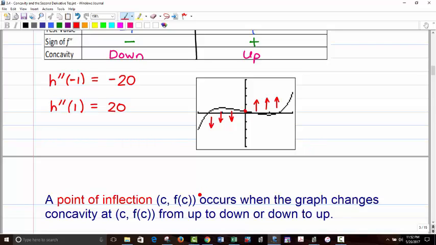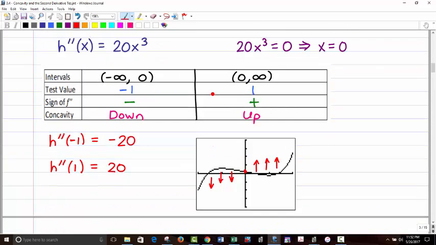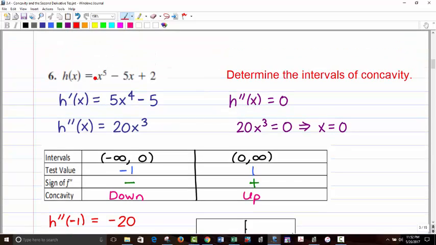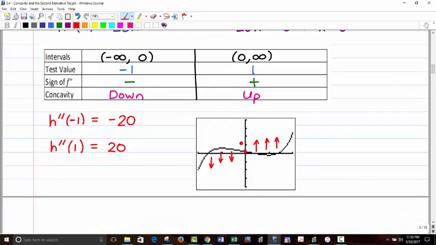Unlike relative min and relative max, that was two different things, depending on whether it went negative to positive or positive to negative, there's no distinction here. It's called a point of inflection. There's not separate names. So minus to plus or plus to minus. So this last example, that would have been a point of inflection at 0, f of 0, and obviously 0 would have been real easy to plug in here. So the point (0, 2) would be your point of inflection, and there it is where I have the dot.